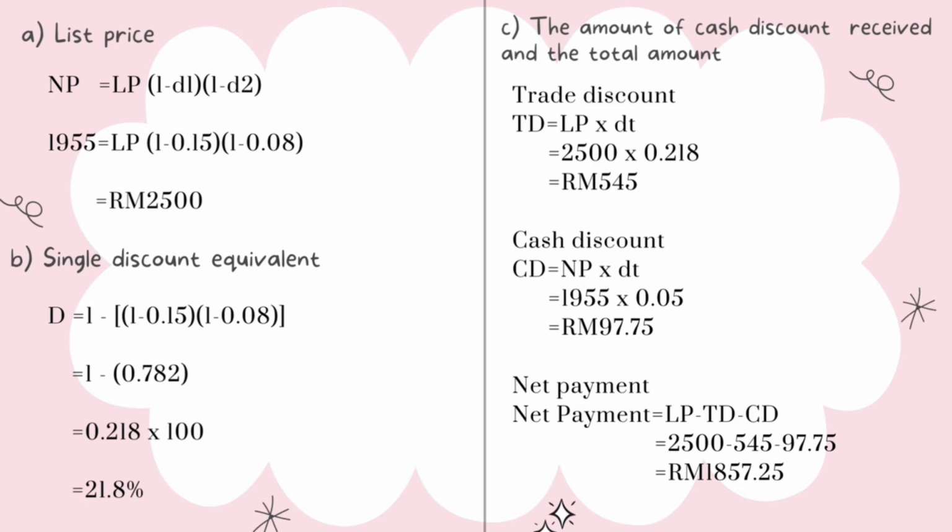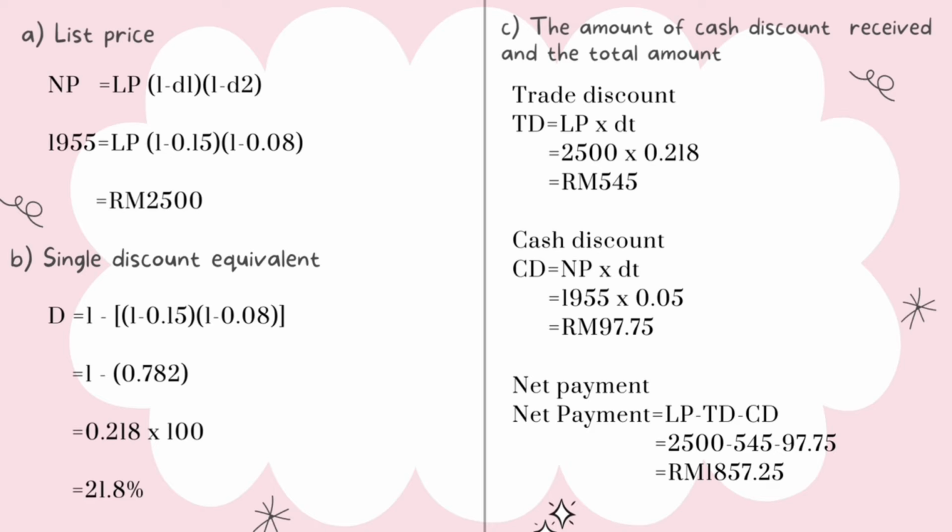For question B, we need to find the single discount equivalent. D equals 1 minus bracket 1 minus 0.15 bracket 1 minus 0.08, equal to 1 minus 0.782. So the answer is 0.218. We need to multiply 0.218 by 100 and we get 21.8%. For the last question, we need to find the amount of cash discount received and the total amount.